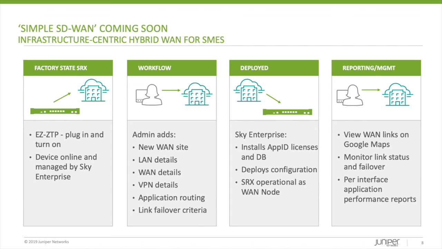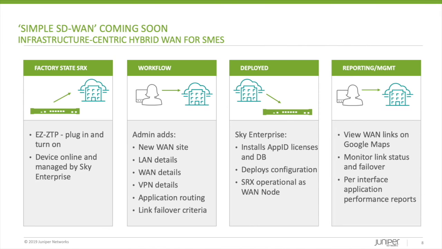So I wanted to talk about a new feature, which is our infrastructure-centric hybrid WAN solution. And in Sky Enterprise, it's going to be called Simple SD-WAN. And this is going to be an evolution of where we've been going with building up the capabilities with the zero touch and the app routing, and we've brought those together in custom SD-WAN. This is going to really simplify the whole process of getting devices online, getting them connected, and giving them their connections to the head office site and managing them ongoing.